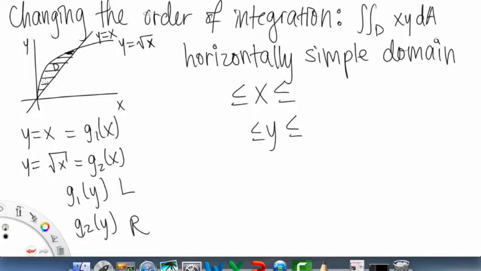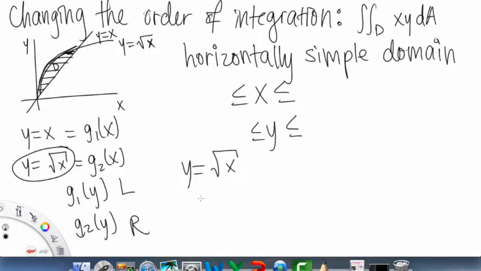So to get the left one, we just need to take this function here, because that's on the left, right? The square root one bounds it on the left. So we're going to take y equals square root of x and get x by itself, basically.